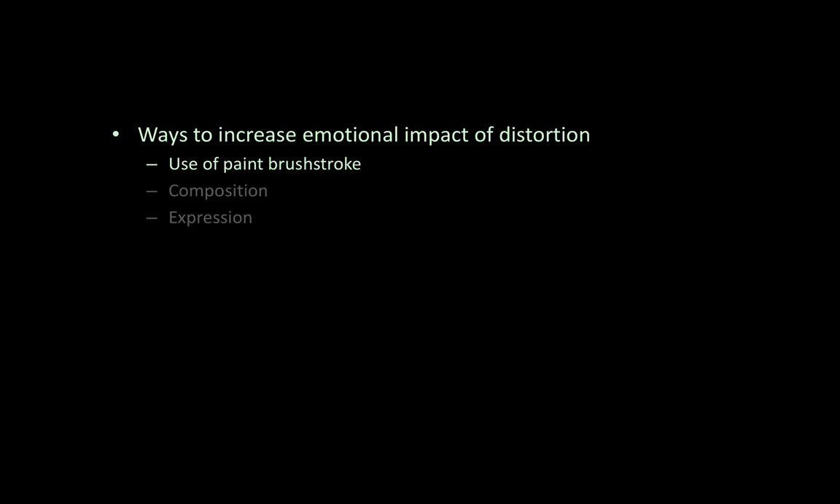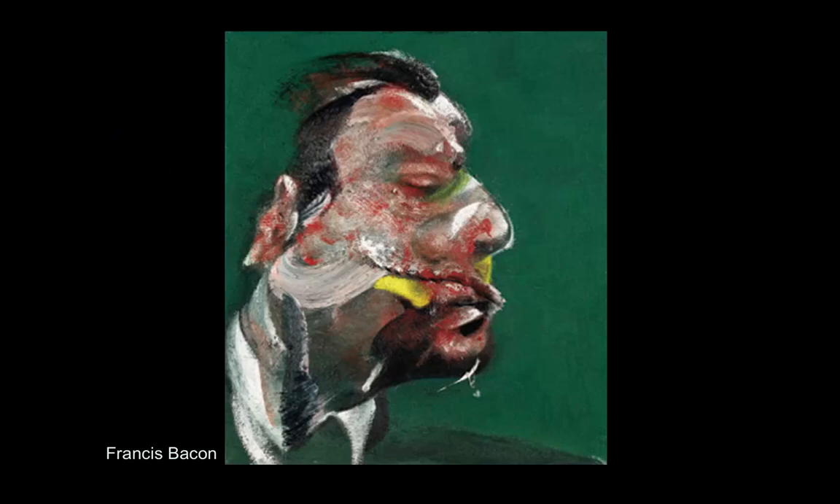So the third thing I want to talk about is ways to increase the emotional impact of distortion. You have your distortions, but what are some other devices you can use, such as paintbrush strokes, composition, expression. For brush stroke, Francis Bacon's brushwork feels really, really aggressive. The bold white paint slash below the ear kind of propels the head like an uppercut, and the splattered red paint feels like blood. Both make the distortions feel very animated and also very violent.